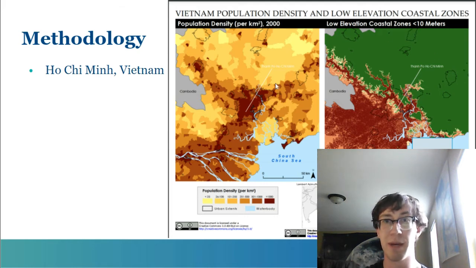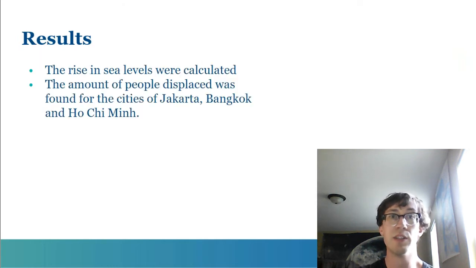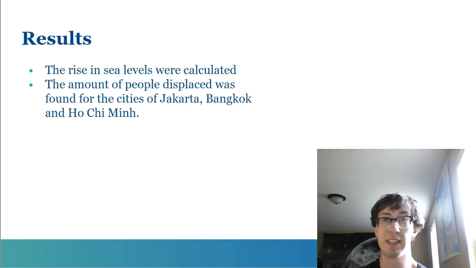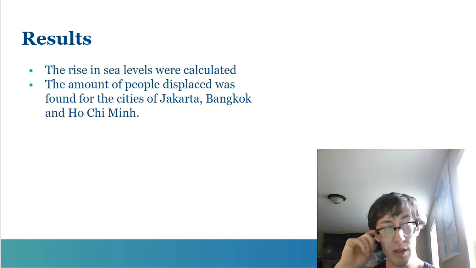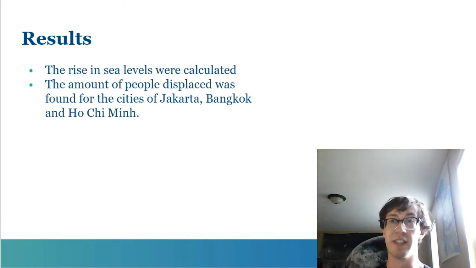And it has a very high population density within that low elevation coastal zone. So for the results, I was able to calculate the sea level rise using the primary data from NASA's satellites based on temperature index, the rise in temperature, and also just from their findings of loss of ice mass from both the Antarctic ice sheet and the Greenland ice sheet.